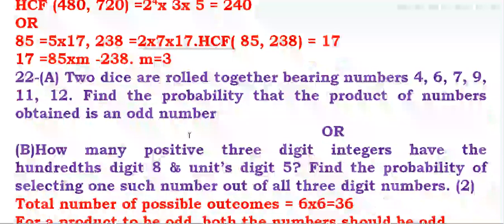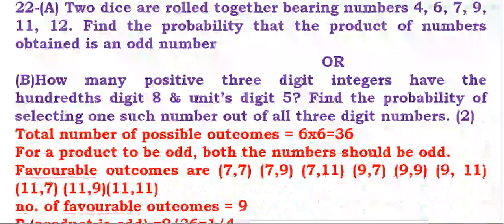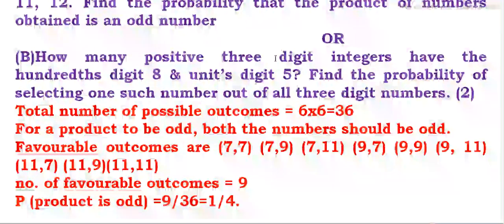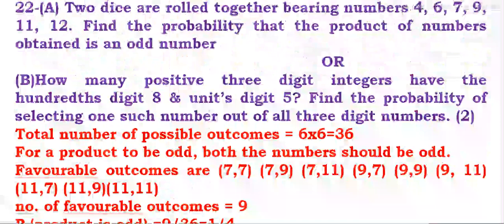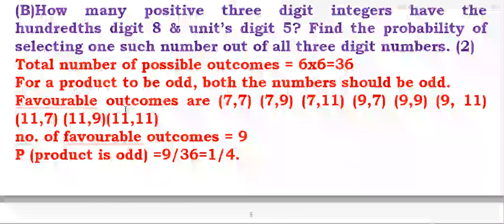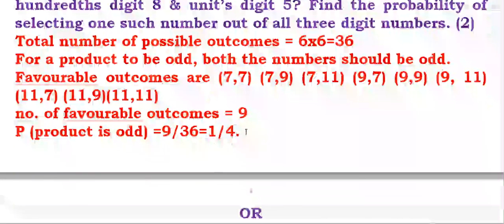2 dice are rolled bearing numbers 4, 6, 7, 9, 11, 12. Find the probability that the product is an odd number. The product will be odd when both numbers are odd, and for this the combinations will be 7,7; 7,9; 7,11; then 9,7; 9,9; 9,11; then 11,7; 11,9; 11,11. These 9 will be the favorable outcomes, and the total outcomes will be 36, 6 into 6, so the probability of an odd product will be 9 by 36, that is 1 by 4.